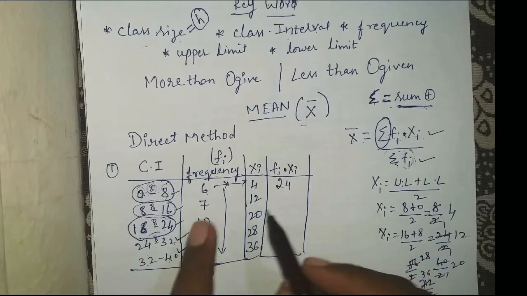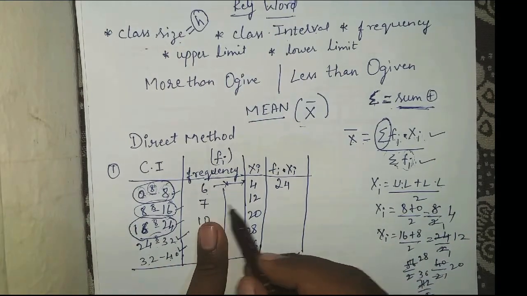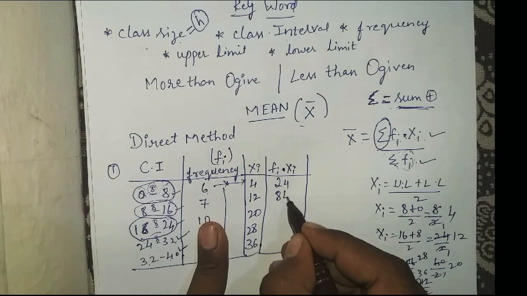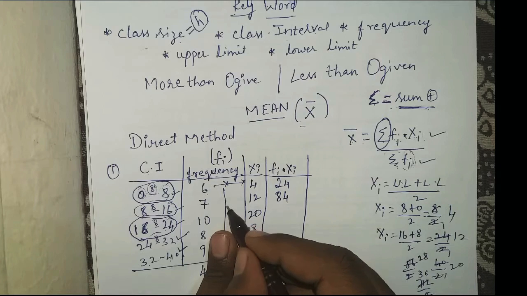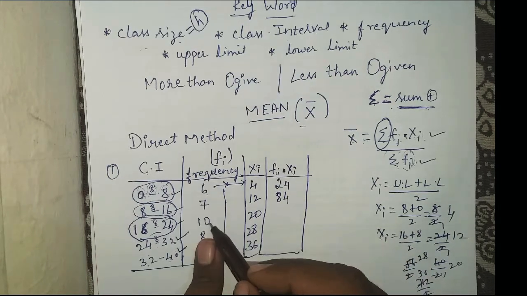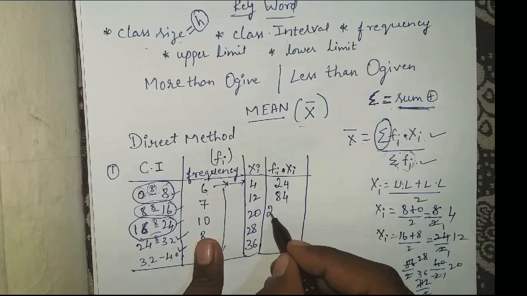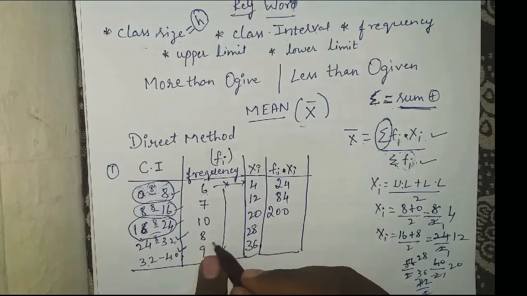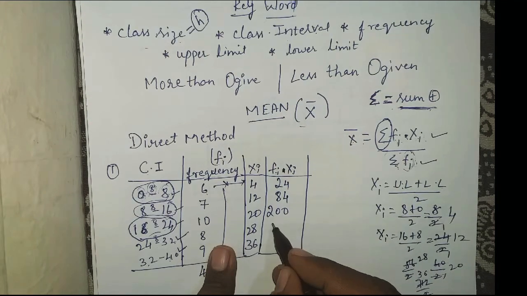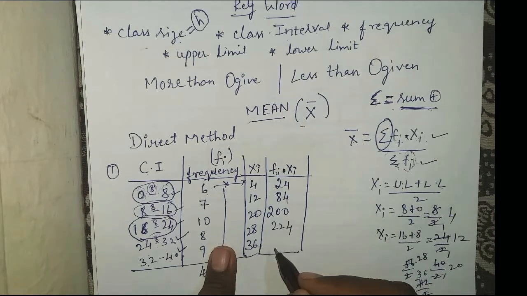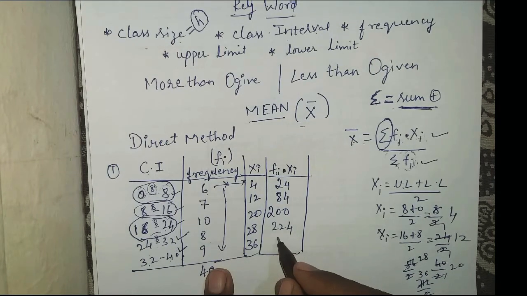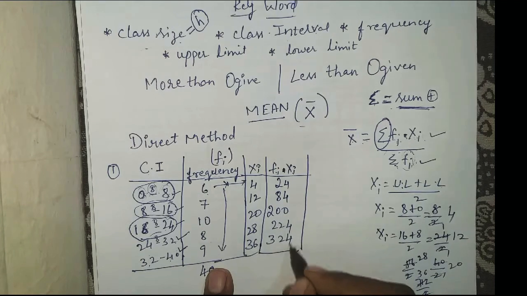Okay guys, next 7 into 12. What is 7 into 12? 84. See what I'm doing? I'm multiplying f into x. Into means multiplication. 10 into 20 is 200. Next 8 into 28 is 224. Next, the last number, 9 into 36 is 324.